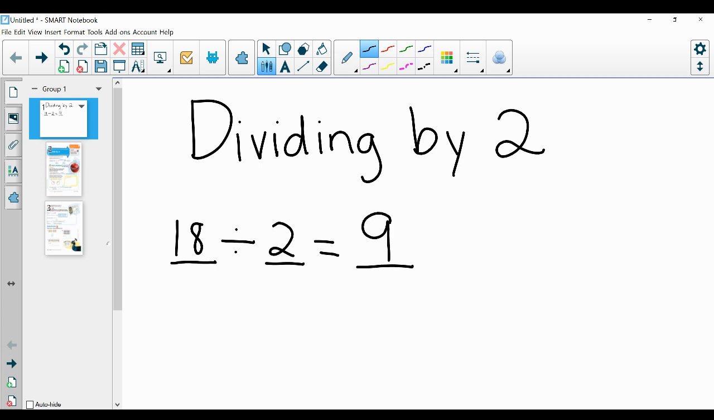Now, there's another way to show division, and that is using the division box. The numbers change position, so you have this little, sort of looks like a box. The divisor goes on the outside of the box, and your dividend goes inside. So big number on the inside, little number on the outside.